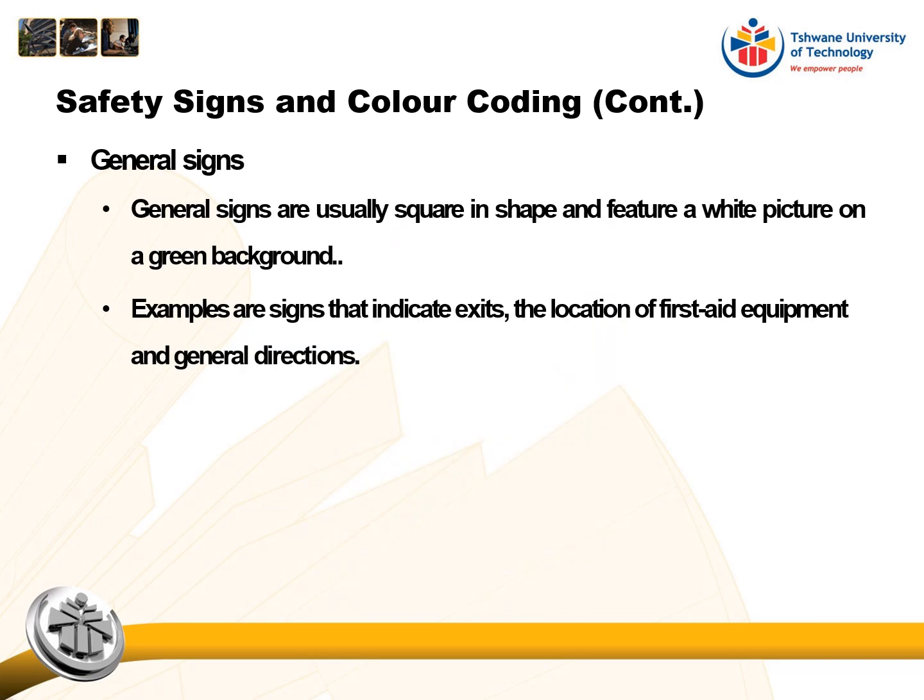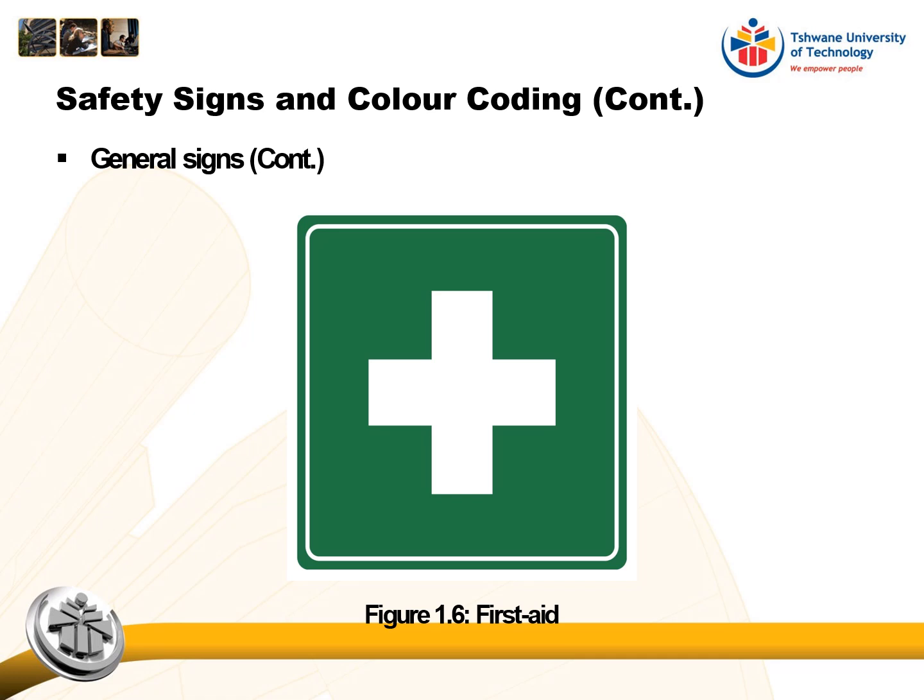General signs. General signs are usually square in shape and feature a white picture on a green background. Examples are signs that indicate exits, the location of first aid equipment, and general directions. So general signs are square in shape. They have a white picture on a green background.